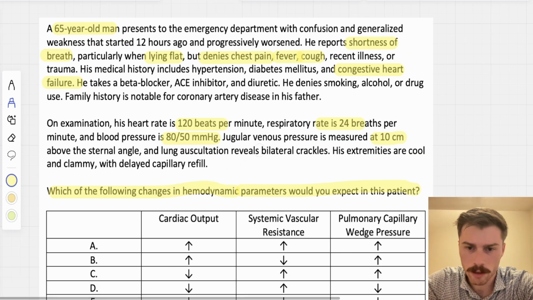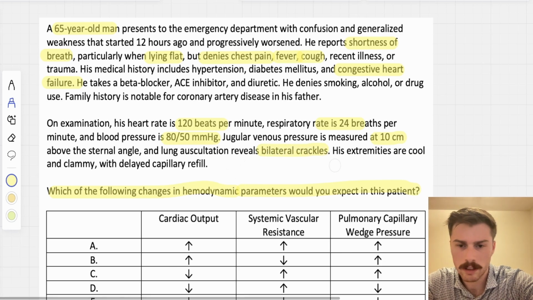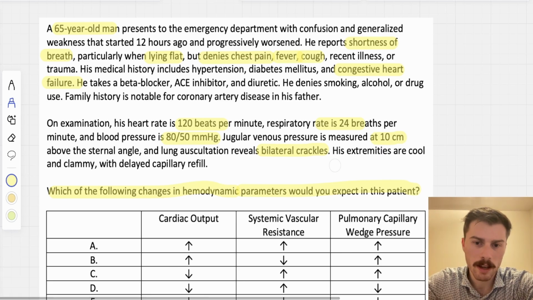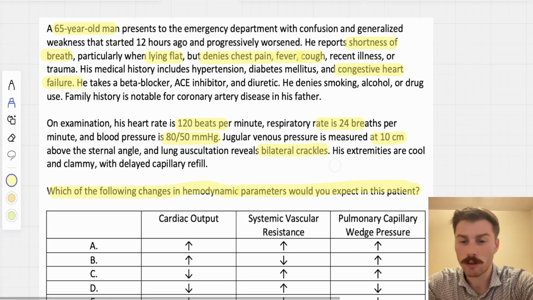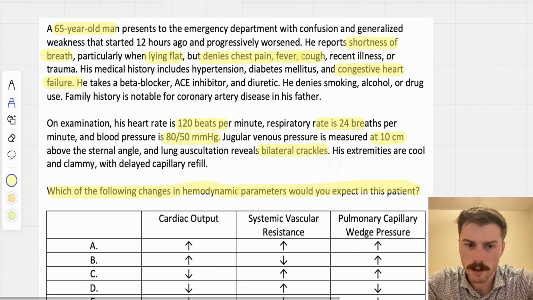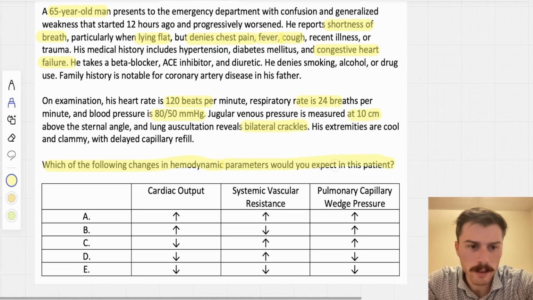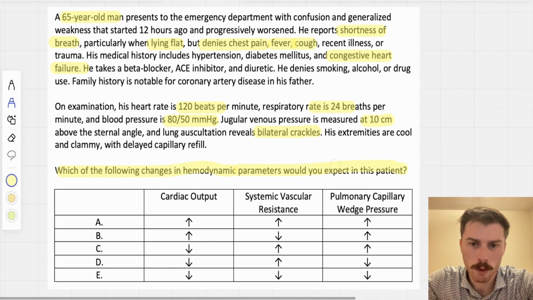And we've got bilateral crackles on lung auscultation. Crackles can mean one of two things for the sake of boards. On one side, they can mean pulmonary edema. On the other hand, they could mean an interstitial lung disease. So keep that in mind when you see crackles. I definitely add that to Anki if you don't already have that in there, because that can really help you with your differential list. Okay, that's all we need for sure.